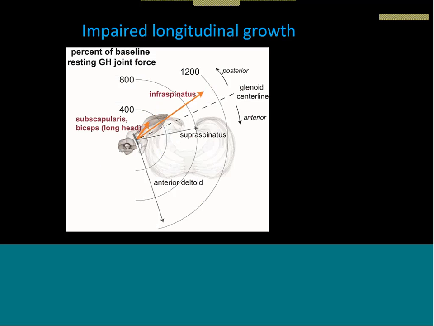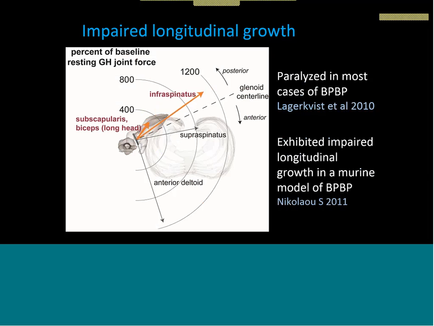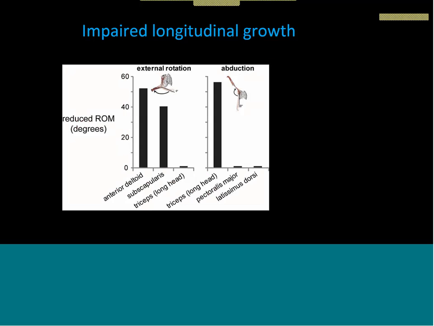If we consider the impaired longitudinal growth, then we see infraspinatus, subscapularis, and biceps long head again are ones that could contribute to this posteriorly directed force. And in fact, they are paralyzed. So they are good candidates for muscles that could be acting by the impaired longitudinal growth mechanism and contributing to the osseous deformity. We also know that in a murine model of brachial plexus palsy, some of these muscles have exhibited impaired longitudinal growth. So that's some other evidence that this may be at play.